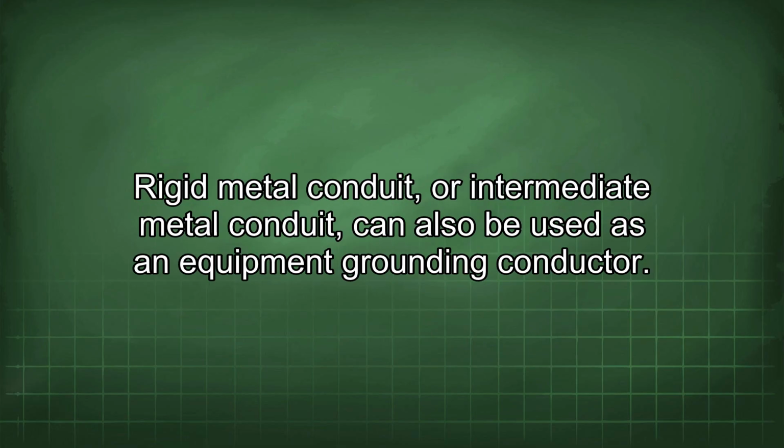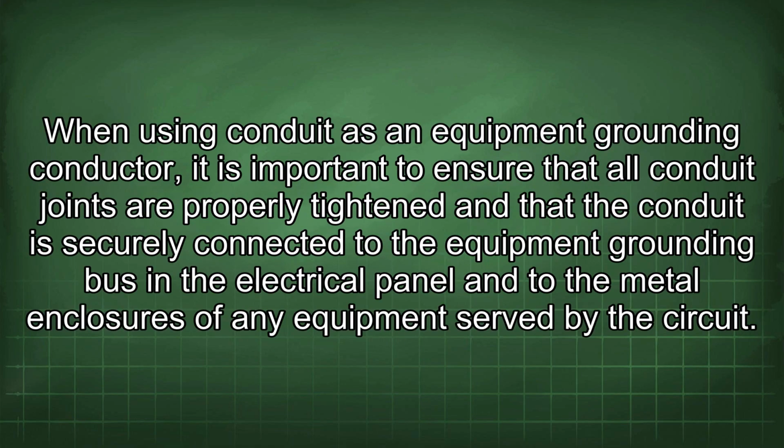Rigid metal conduit or intermediate metal conduit can also be used as an equipment grounding conductor. When using conduit as an equipment grounding conductor, it is important to ensure that all conduit joints are properly tightened and that the conduit is securely connected to the equipment grounding bus in the electrical panel and to the metal enclosures of any equipment served by the circuit.